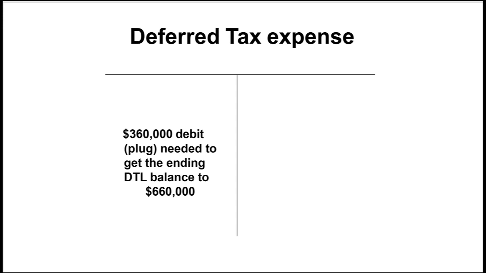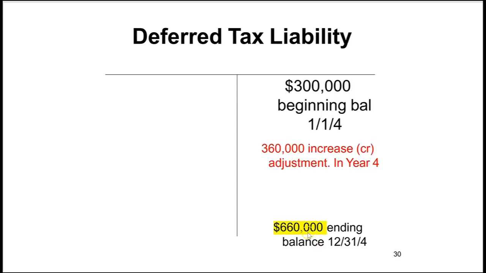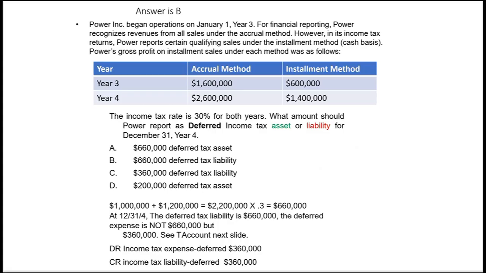We need to get to the $660,000 balance of the deferred tax liability account. We want to get to this ending balance of $660,000 where we had a beginning balance of $300,000, so we have to credit deferred tax liability for only $360,000, and that forces us to debit deferred tax expense for $360,000. And that's why the entry we made is this one. Debit income tax expense deferred, $360,000, and credit income tax liability deferred, $360,000.